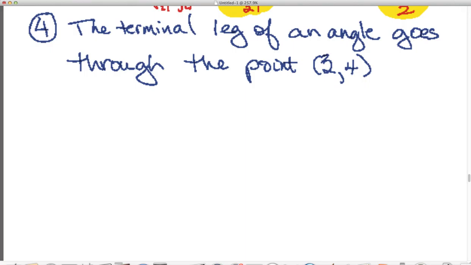These types of problems have a point given and it says that the terminal leg of an angle goes through that point. So what do you do when you're encountering this type of problem? Well, you just literally plot the point. In this case it's 3, 4, so we're in the first quadrant.